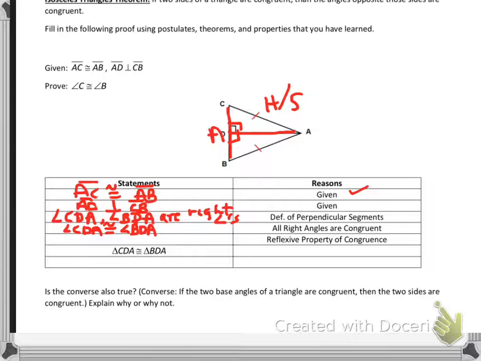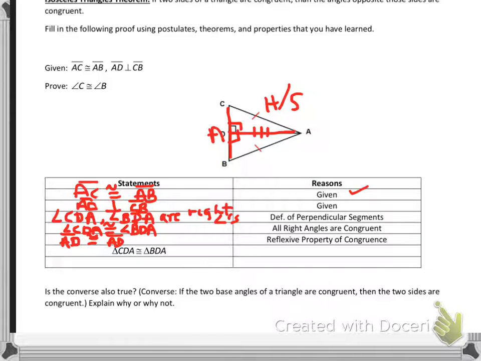So we've got that. Then we can also say that side AD is congruent to itself. So AD is congruent to AD. That's by the reflexive property of congruence, where we can say that anything is congruent to itself. So then we can say that triangle CDA is congruent to triangle BDA.